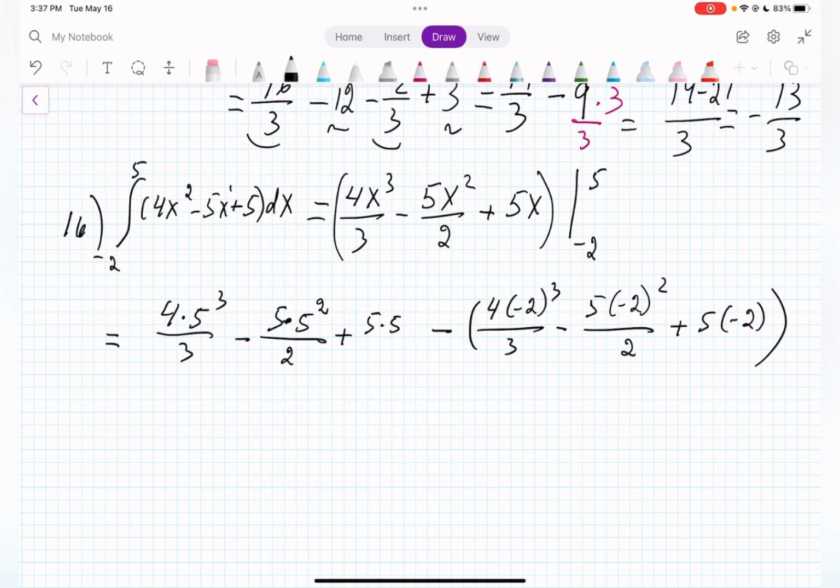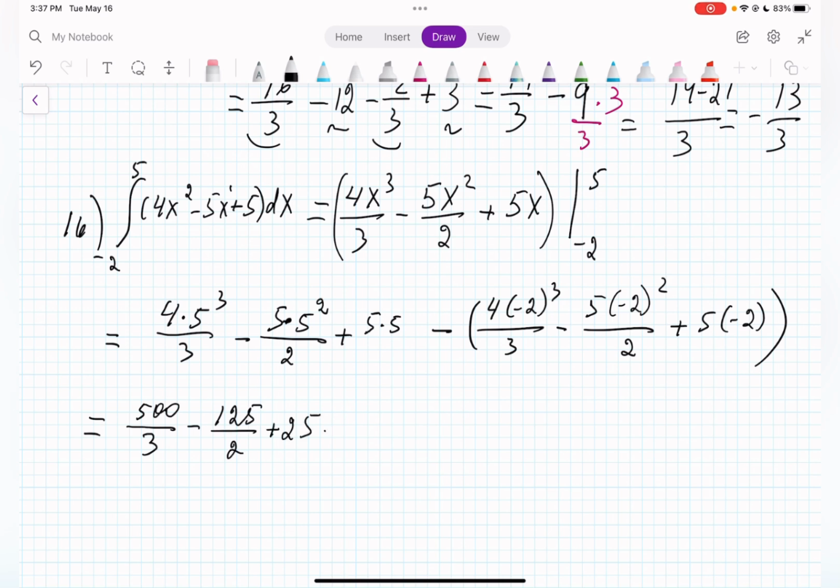So this is going to be 5 cubed is 125, times 4. I was thinking it's 600, so 500. 500 over 3 minus 5 squared is 25 times 5, 125 over 2 and plus 25.